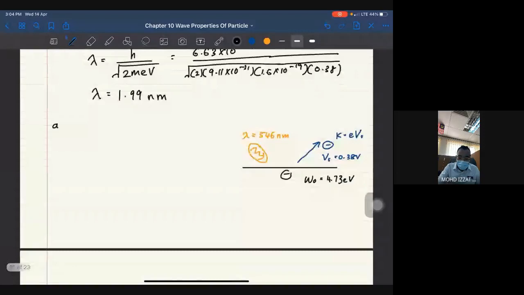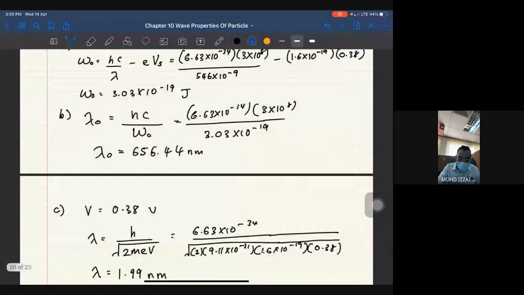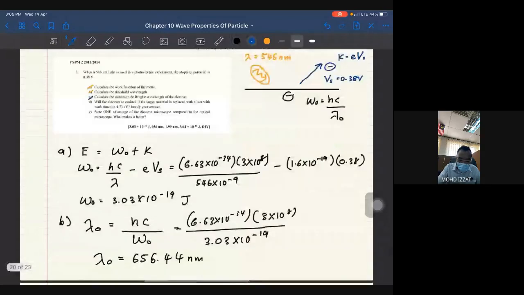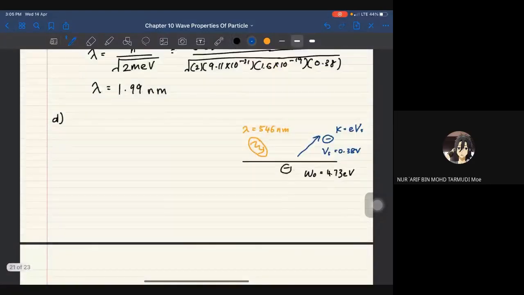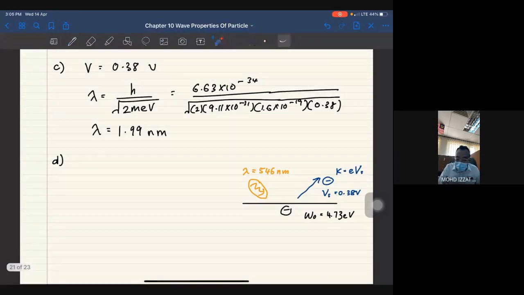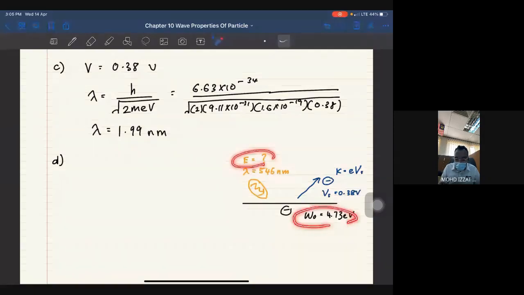Kira. Kira apa? Betul, kira. Kira tu kira apa? Ha? Kira E. Yes. Okay, dia ada banyak cara. You can calculate the E, the incident light yang datang ni. Okay, which I think we're gonna go to that method. So you can calculate values of E. And then we can compare lah. If E is bigger than W naught, that means electron will be ejected. I think this one is the simplest one.